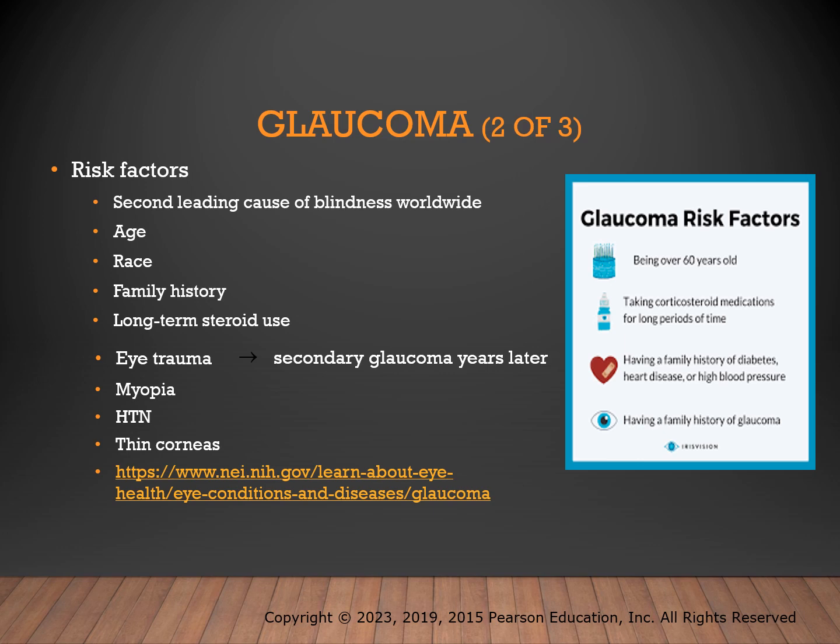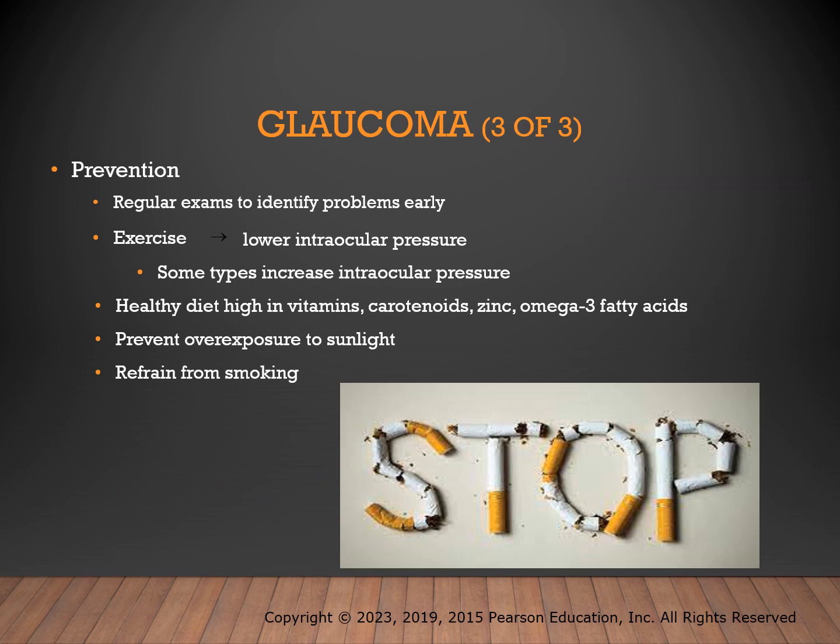Other methods to prevent the development of glaucoma include eating a healthy diet, keeping those cholesterol levels low, and that's more for cataracts, but we all need a healthy diet. Maintaining a healthy weight, preventing overexposure to sunlight, and refraining from smoking. And again, here's the National Institute of Health website for glaucoma as well. What are preventive measures? Again, regular exams, exercise as long as it doesn't cause increase in pressure, prevent overexposure to sunlight, stop smoking, and maintain a healthy weight and diet.